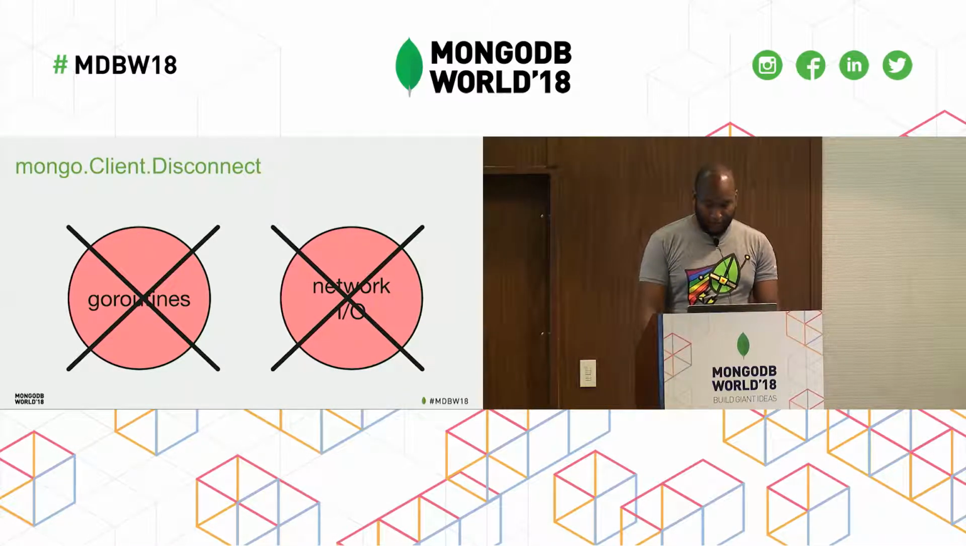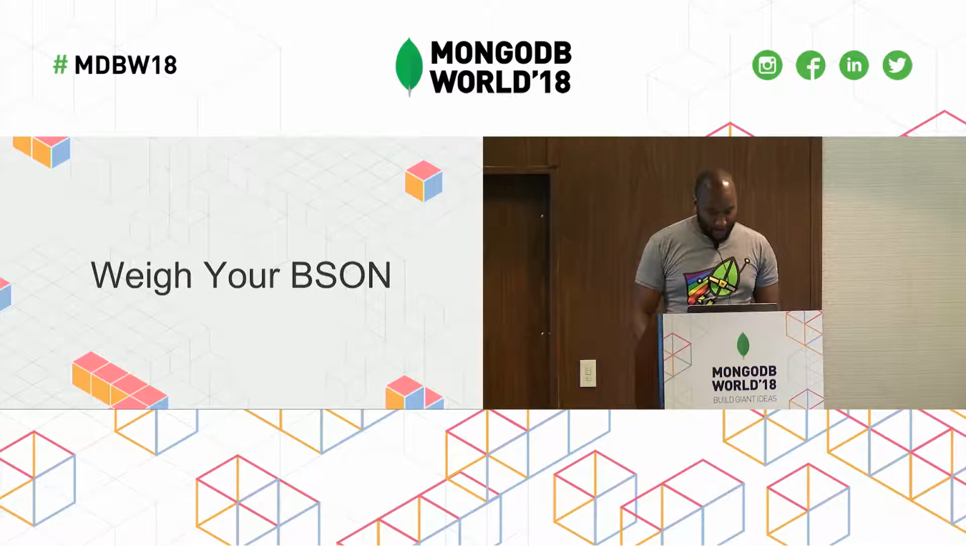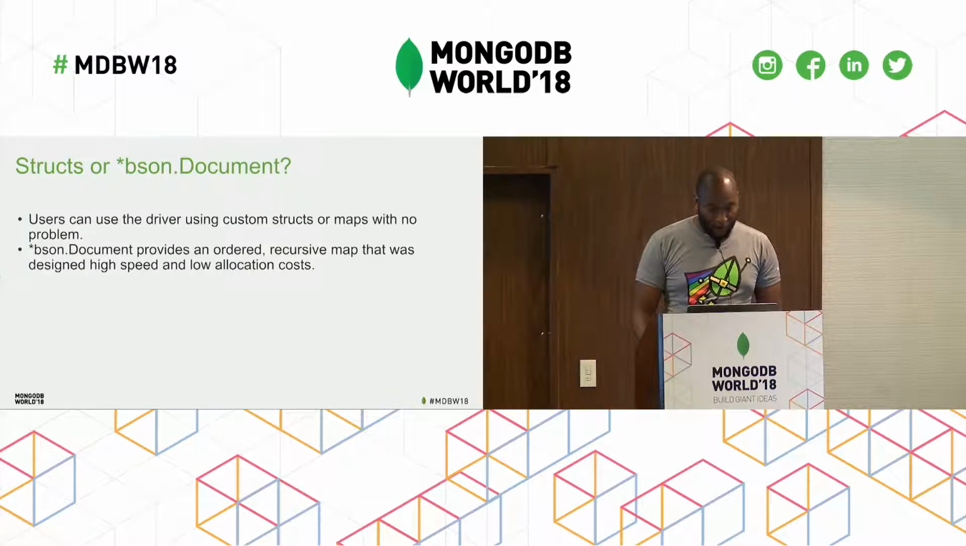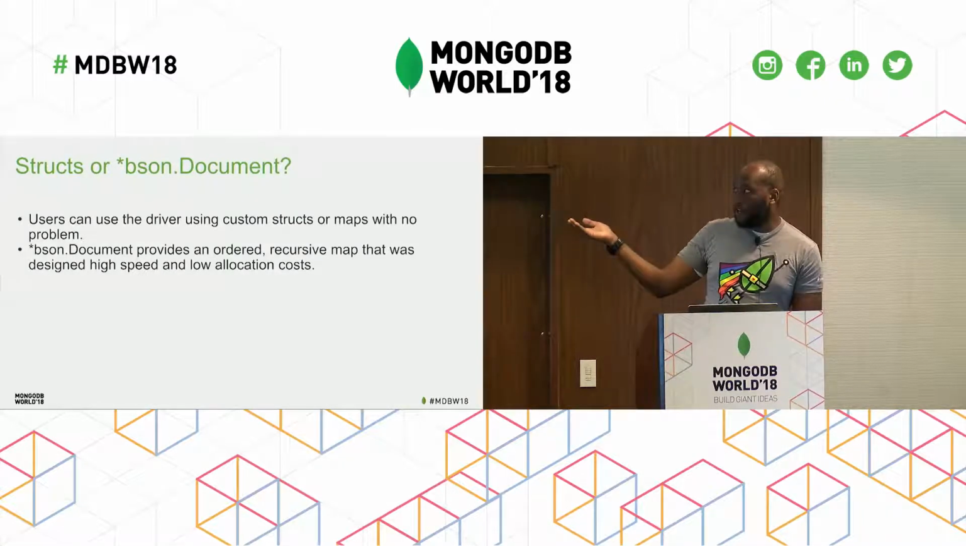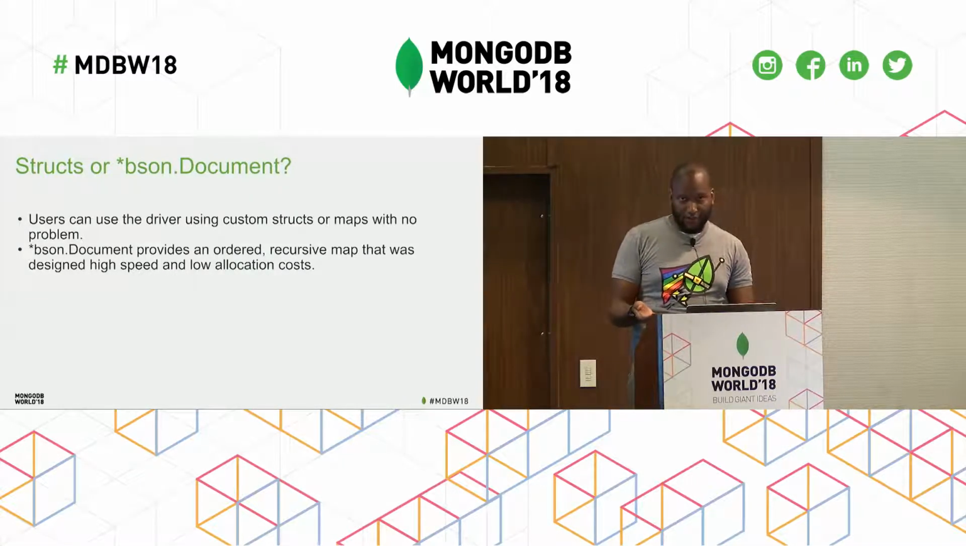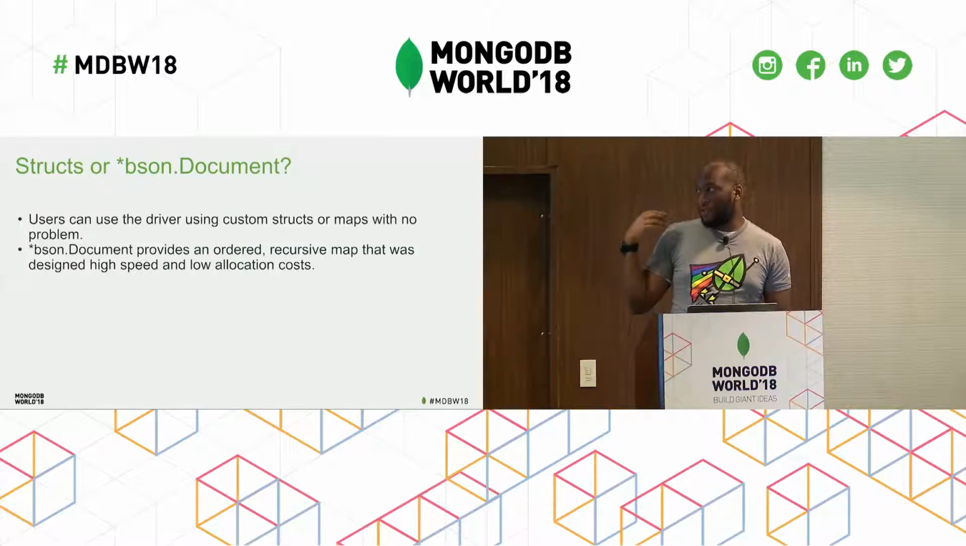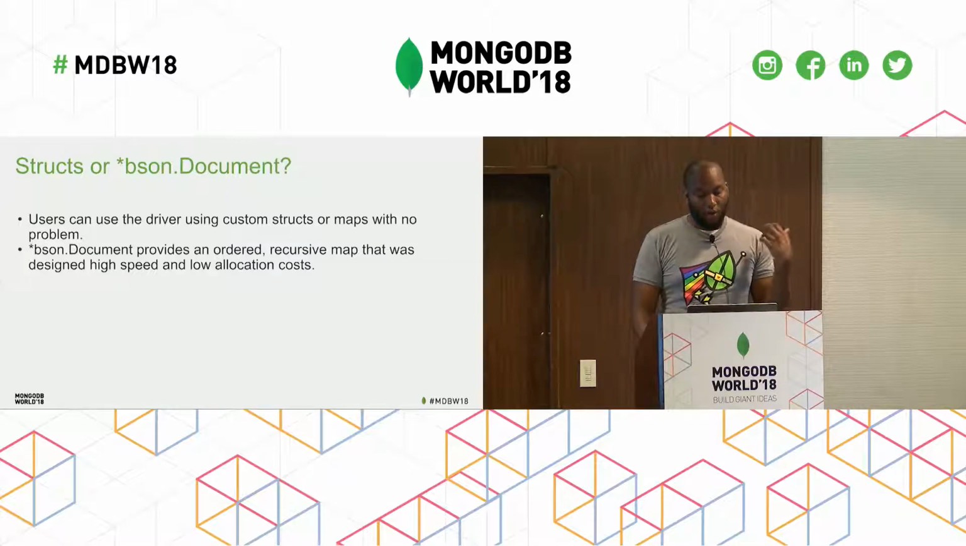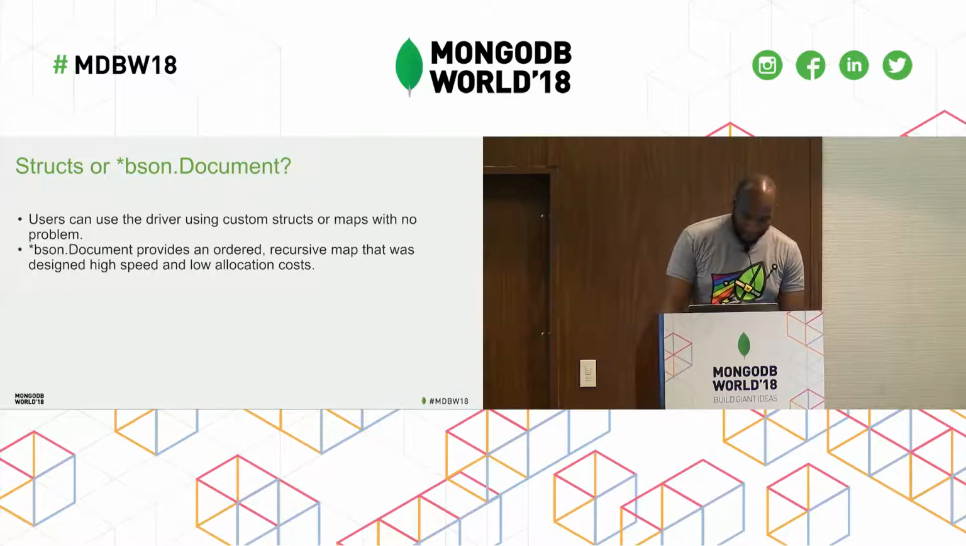All right, so the final topic we have, I've titled Weighing Your BSON. As you saw before, you can have a custom struct or map or whatever that you pass to us. And additionally, you can use our BSON document type, which provides an ordered recursive map that was designed for high speed and low allocation costs.